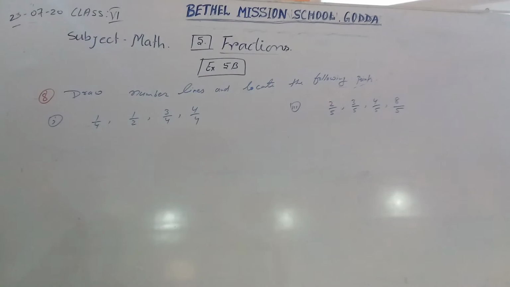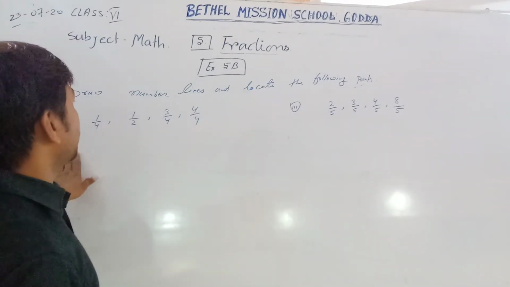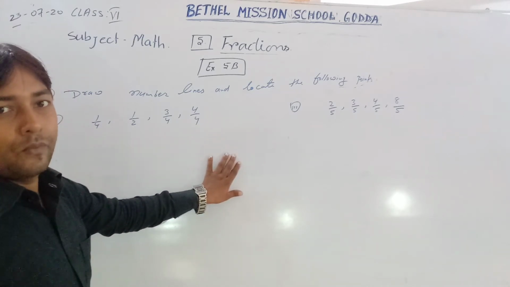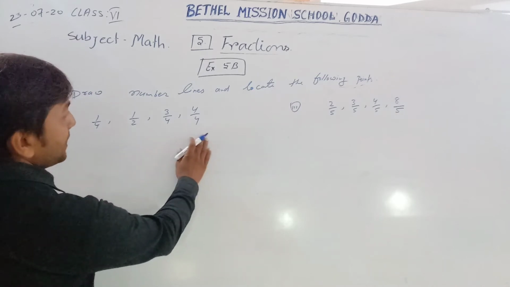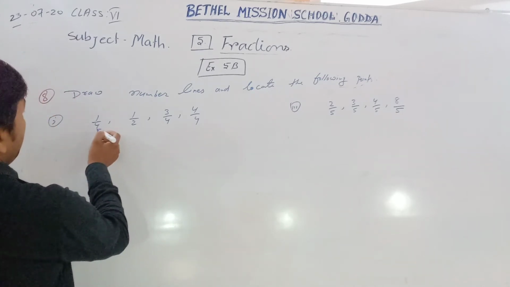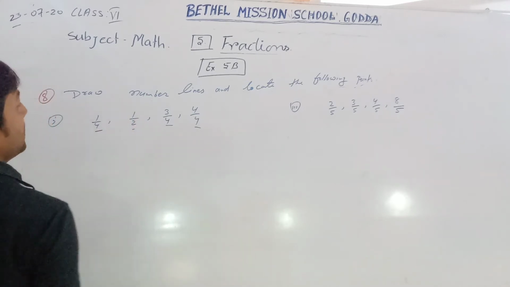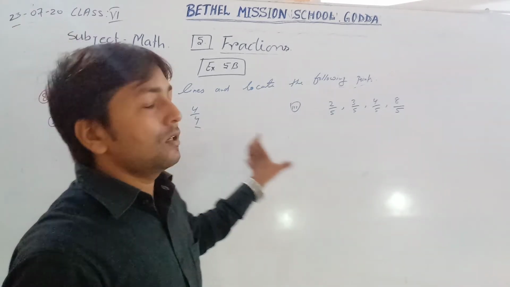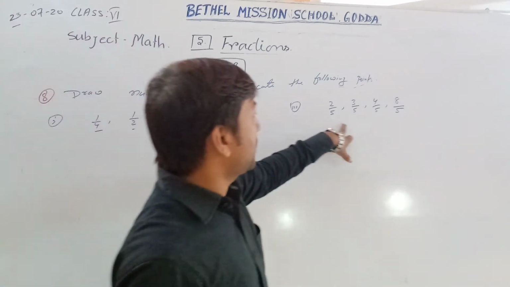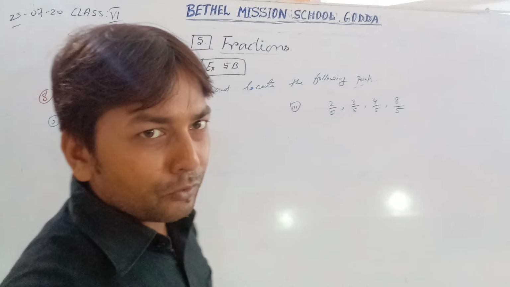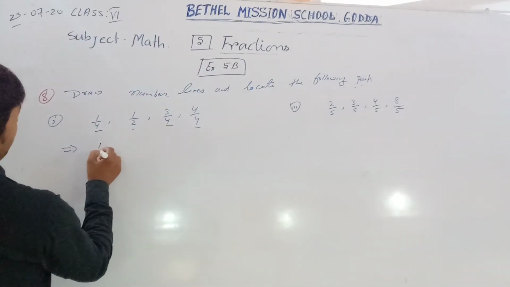Now I am going to show you how to draw a number line and locate the following points. These points we have to show on a number line. You can see that the denominators are equal in some, but this one is not equal. So first we will make the denominators equal for all the given numbers. In the third number also, the denominators are the same, but here not. First we will make it the same.